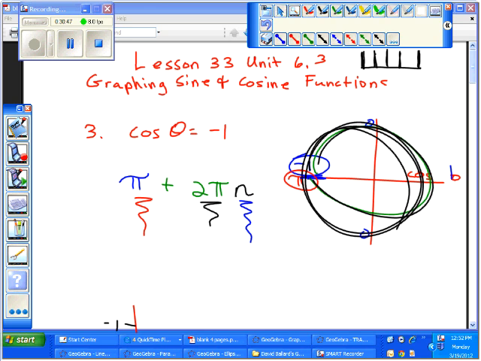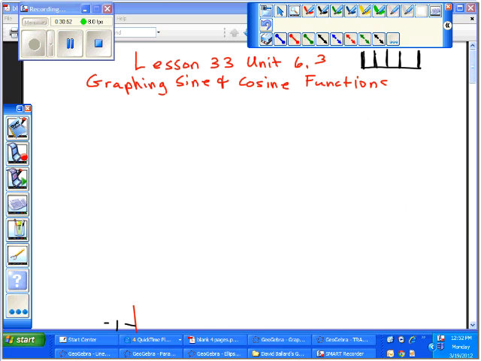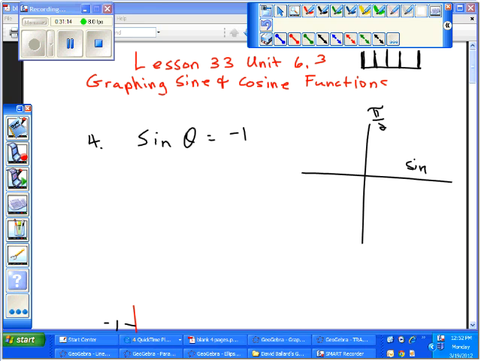Now, this is a little more challenging. These can be a little harder than that. Let's say that we had sine theta is equal to negative 1. Now, when was sine theta negative 1? At pi over 2, sine was what? 1. And so it became negative 1 at 3 pi over 2. So the first time it happens is at 3 pi over 2.